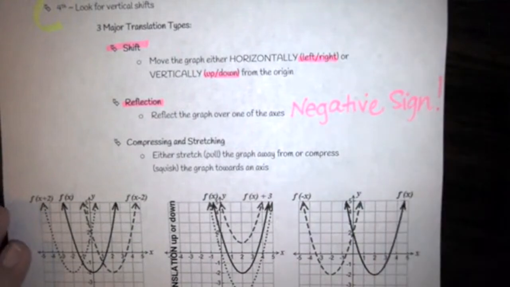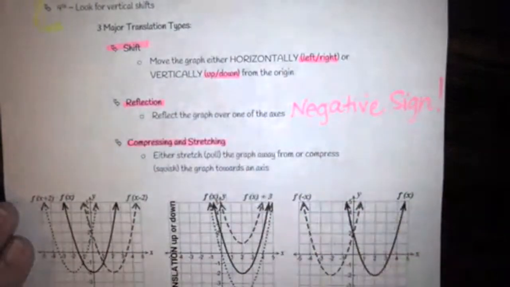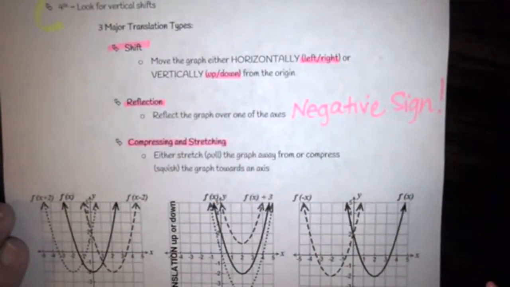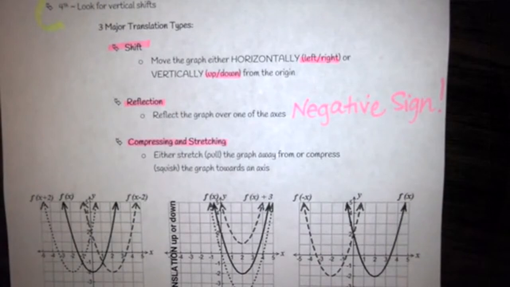Okay? So it means somewhere in your graph you've got a negative. Compressing and stretching is where you are either pulling away or squishing towards your axis lines. Okay? So those are the three types.